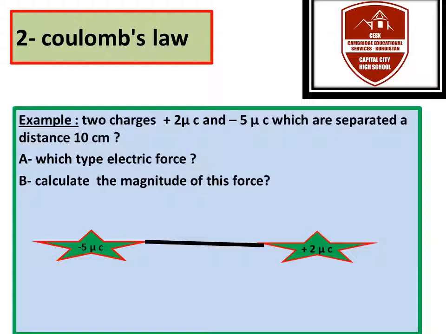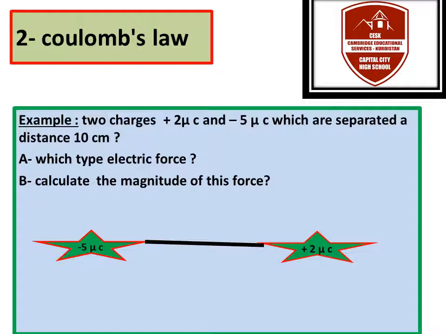In this slide, Coulomb's law, this is the second rule in this review. Remember the rule of Coulomb: F, the electric force, equals Kc, the Coulomb constant, times Q1 times Q2 divided by R squared. What is Q1? Charge number 1. What is Q2? Charge number 2. What is R? The distance between two charges.